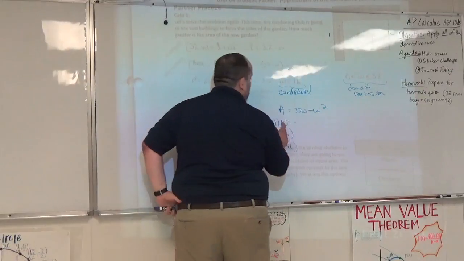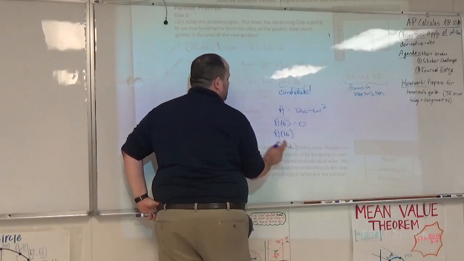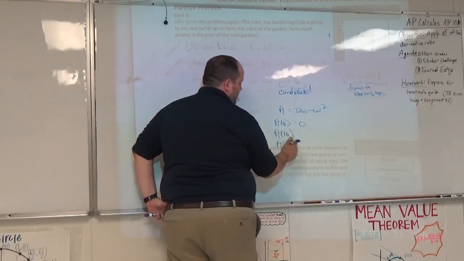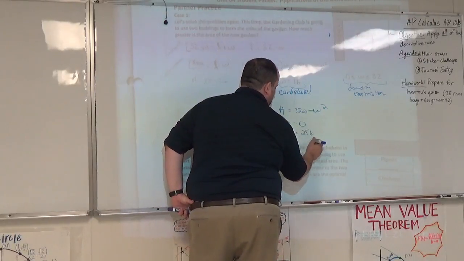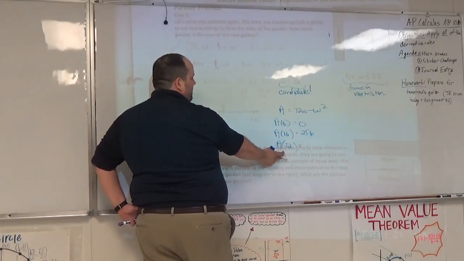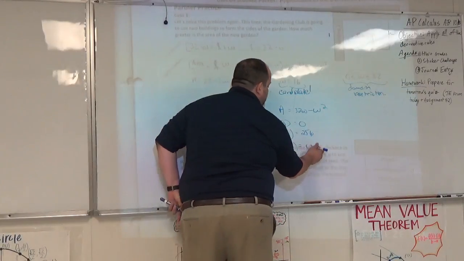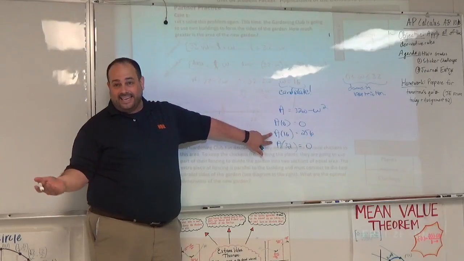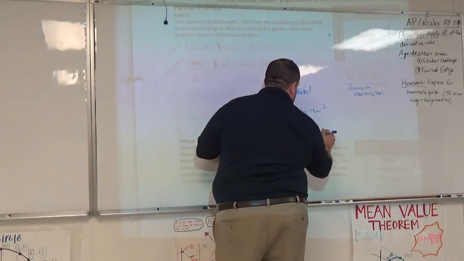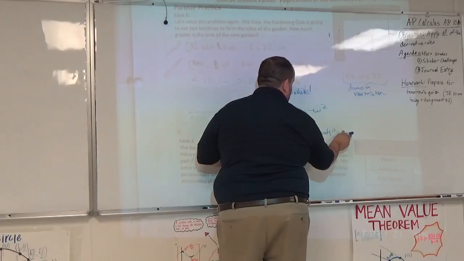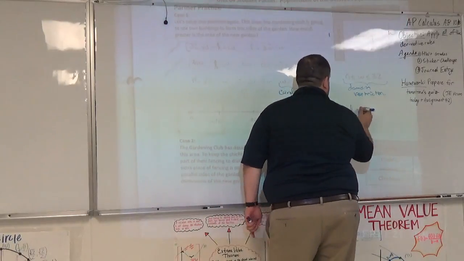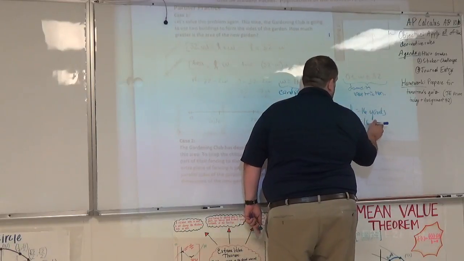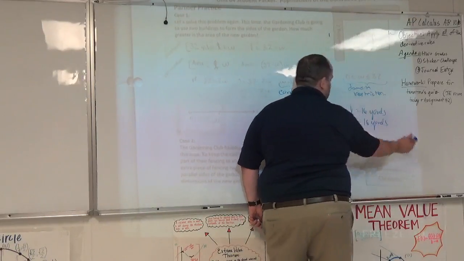What's the area if the width is 0? 0. And the area if the width is 16? 256. And the area if the width is 32? 0. So your maximum area is 256 square yards. So your length is 16 yards, and your width is 16 yards.